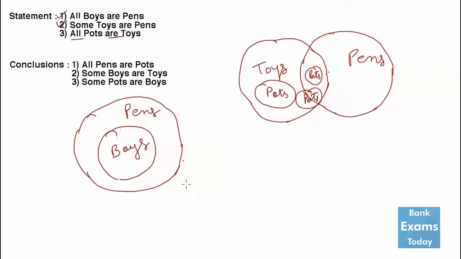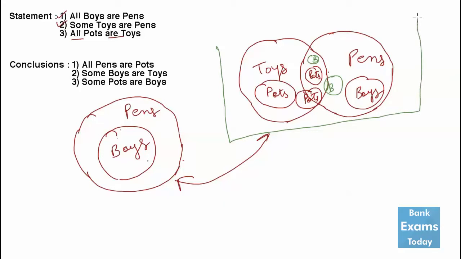So we can join these two diagrams. So boys can be here, or the circle boys can be here, or it can be like this here. Some part is covered there. So this is the final diagram. So we integrated all three statements here. So let's move on to the conclusions. All pens are pots. So look at this circle. If the pot is not here, if it is here, then all the pens are not pots.